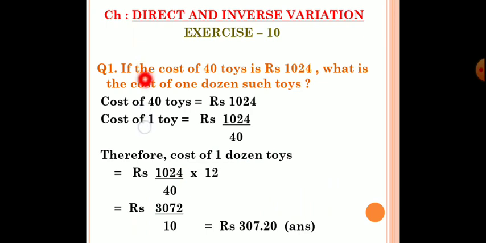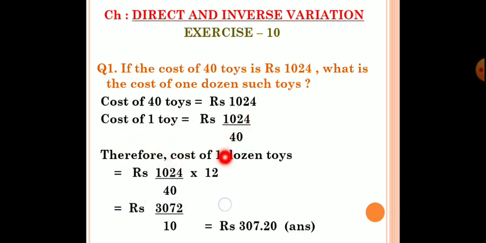Question number 1. If the cost of 40 toys is Rs 1024, what is the cost of 1 dozen such toys? So, first here, the cost of 40 toys is given. Let us find the cost of 1 toy. So cost of 40 toys is equal to Rs 1024. So cost of 1 toy, how to find out? We will divide. So what to divide? Rs 1024 divided by 40.